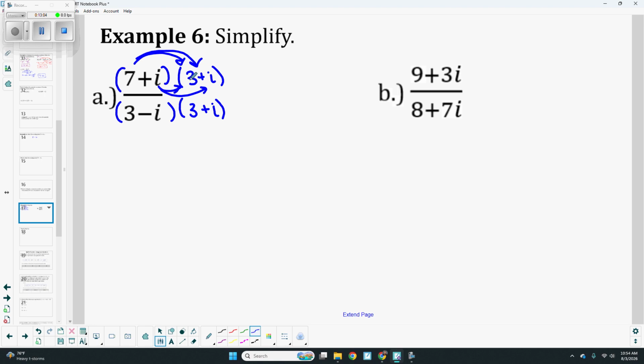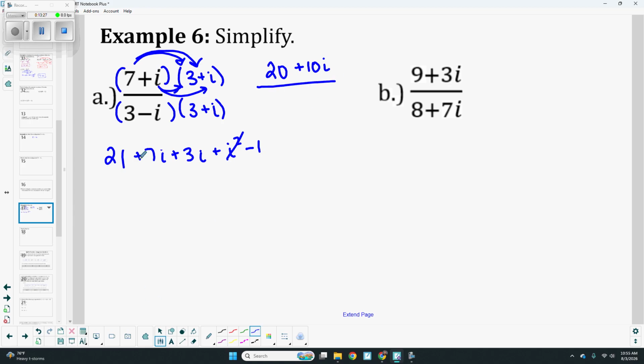We're going to have 7 times 3, which is 21. 7 times i is 7i. i times 3 is 3i. i times i is i squared, right, which is −1. So 21 minus 1 is 20. 7i and 3i is 10i.